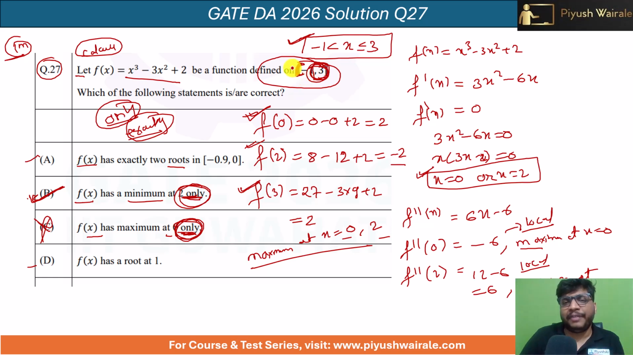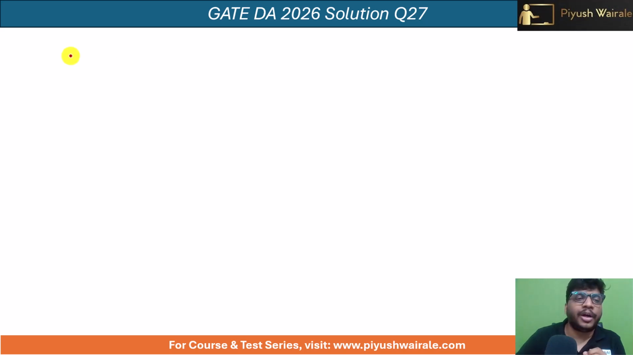You can check out my video on maxima and minima. In that I have discussed the concept of local and global maxima and minima as well. You can just refer to that particular video. That's it. Okay. Now the next part is basically to find the roots of this equation.